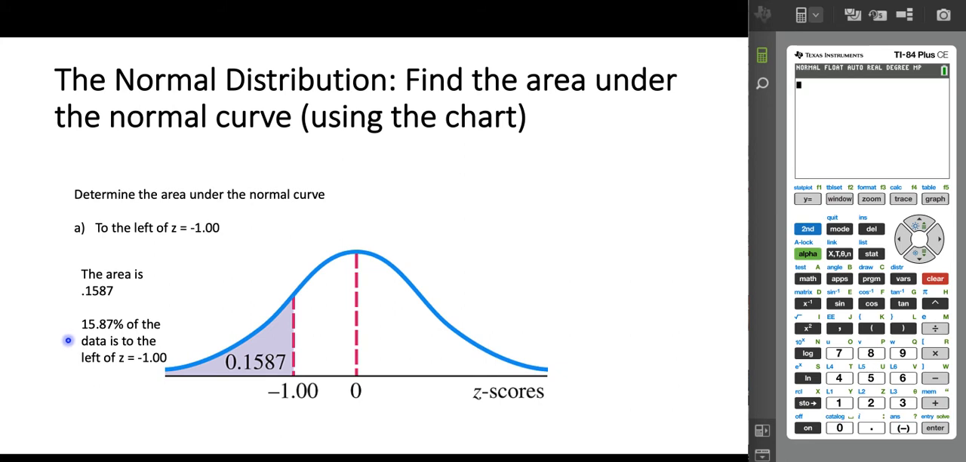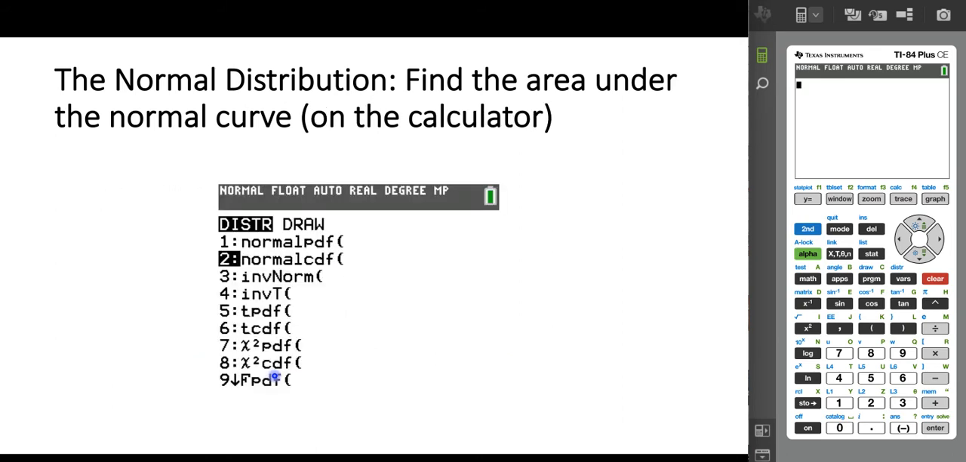Now, I'm going to take it one step further because we're going to be doing this later in this screencast. That means that 15.87% of all the data is to the left of z equals negative 1.00. You'll see we've taken that 0.1587 and changed that to a percent. So 15.87% of the data is to the left of negative 1.00. Okay, let's do another example.